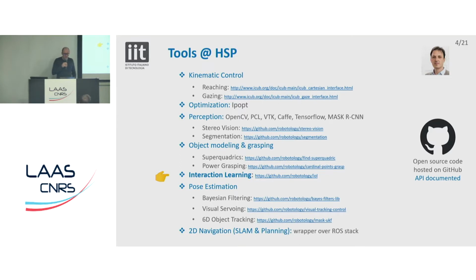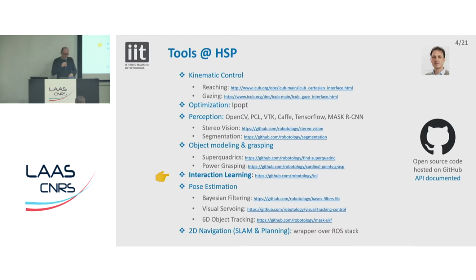For object modeling and grasping, the HSP group has designed and realized a library for geometric representation of objects, on top of which we perform power grasp, both with iCub and R1. The idea is to develop software with a high level of abstraction so that we can factor out the specificities of the hardware. All the tools are hosted publicly on GitHub in our organization called Robotology.